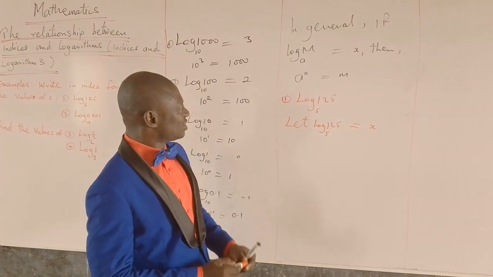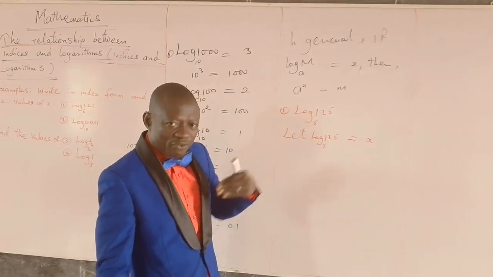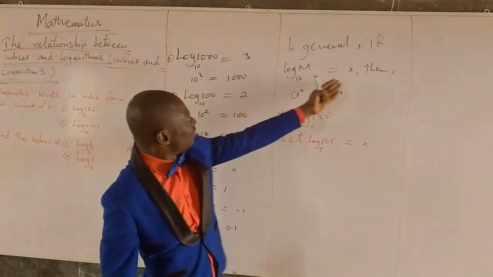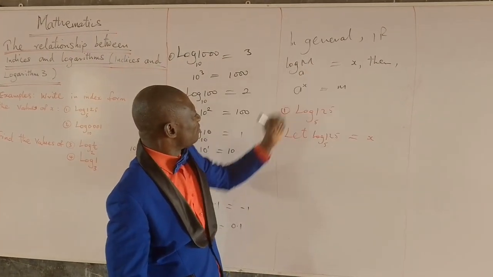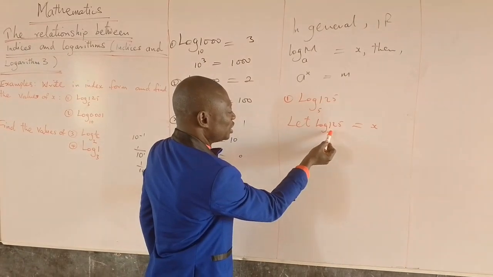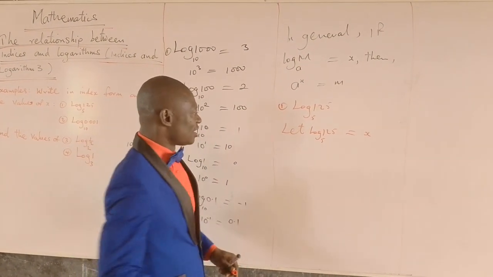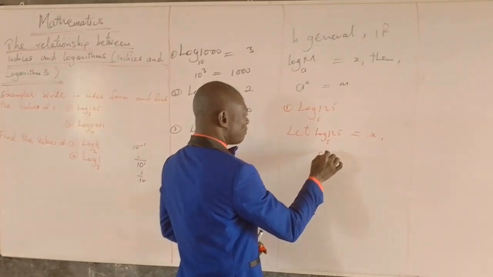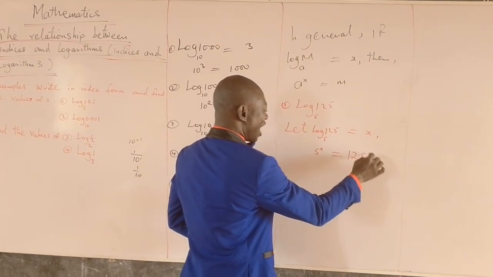If it's equal to x, can you now see that this equation we have formed resembles this? What do we do when we have it here? We bring the x here and put it to become the index of the base. So we bring this x to become the index of 5, the base of this log. If that is true, then 5 raised to the power x is going to be equal to 125.